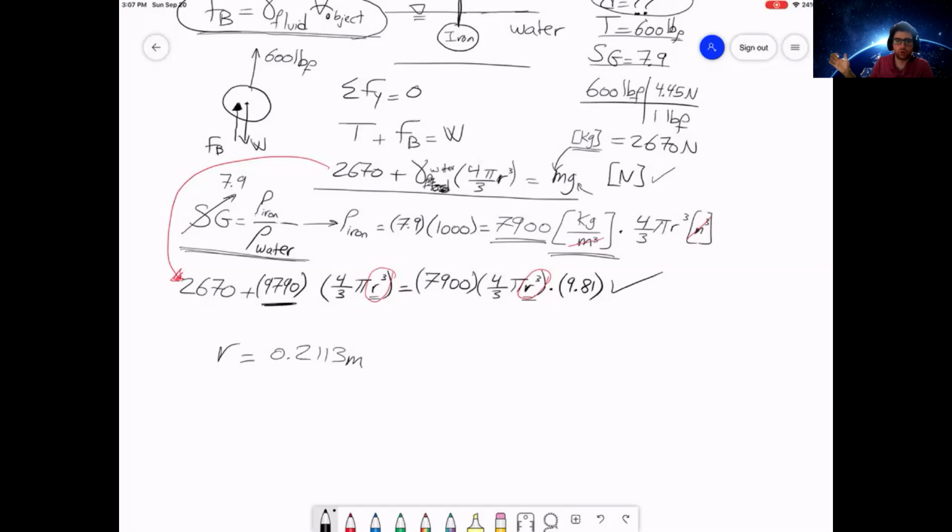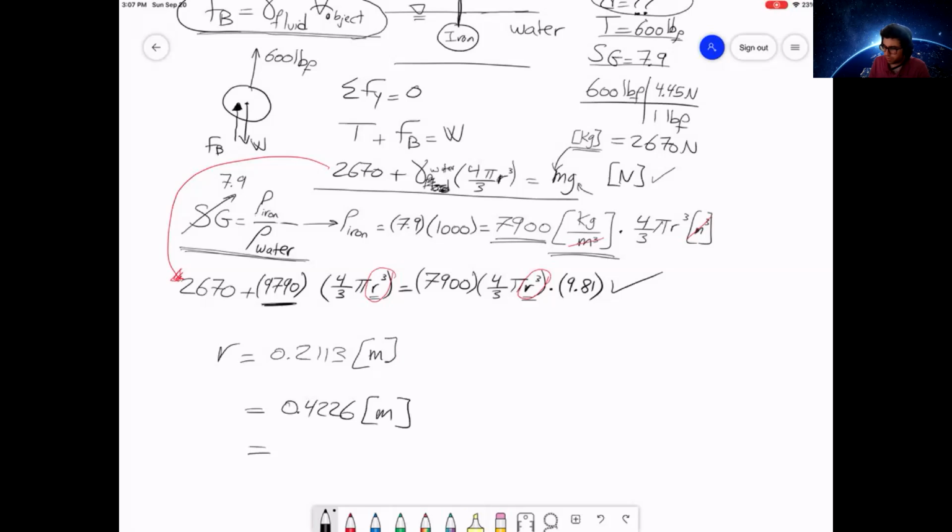Exactly. I converted the entire problem from pound force. I used kilogram for mass, meter cubed for volume, so my value should end up in meters. That's how you double check your solution. Okay, and that's radius. Remember, the problem is asking for diameter. So you basically multiply this times 2, and you end up with 0.4226 meters.